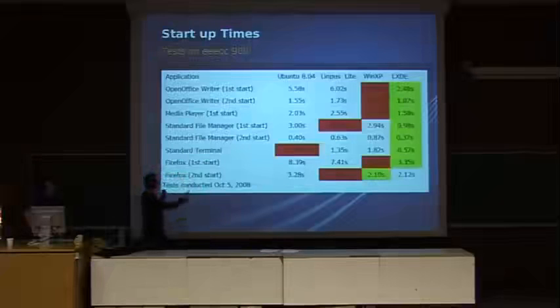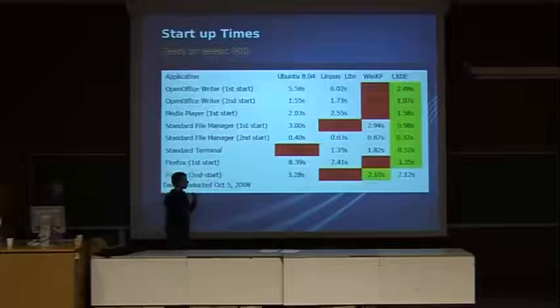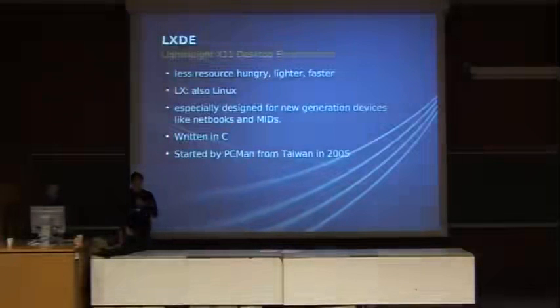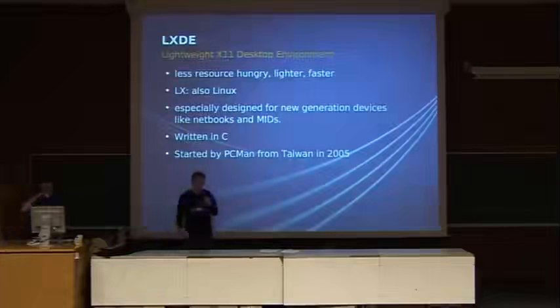We have here a table, with OpenOffice Writer, for instance. We have the standard GNOME, Ubuntu 8.04, we have LinPus Lite, which is based on old Fedora, and Windows XP. Windows XP is the leader in slowness, and LXDE overall is a much less resource-hungry system. So less resource-hungry, lighter, faster. LX can also stand for Linux. We think it's especially designed for new generation devices like netbooks or MIDs, also for old computers, of course, that don't have so many resources.